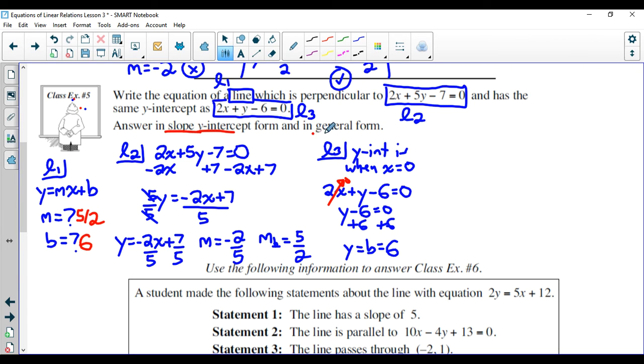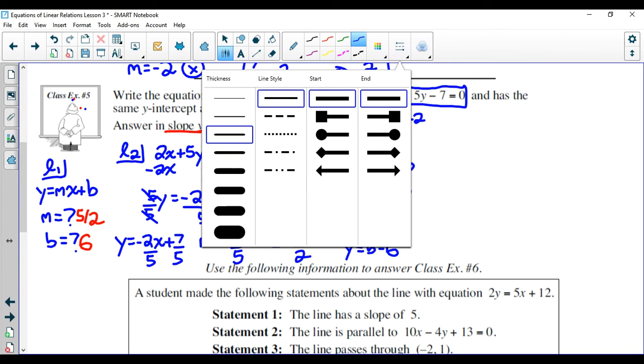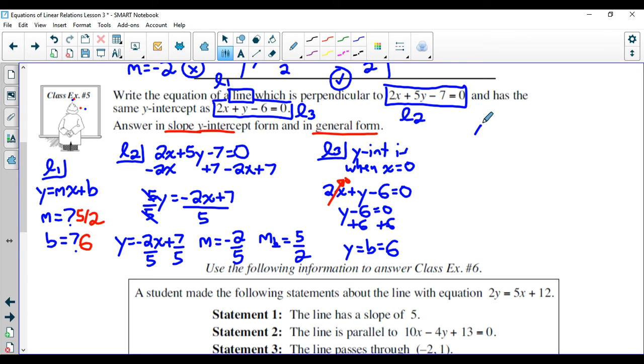Okay, now it says write the equation in two forms. Write it in the slope y-intercept form and also write it in the general form. Okay, well, we've already got it set up to write it in the slope y-intercept form. So now we're back to line 1. Line 1 would have an equation that's y is equal to mx plus b, but the value of m is 5 over 2 times x, and the value of b would just be 6. Okay, so that is my equation in slope-intercept form.